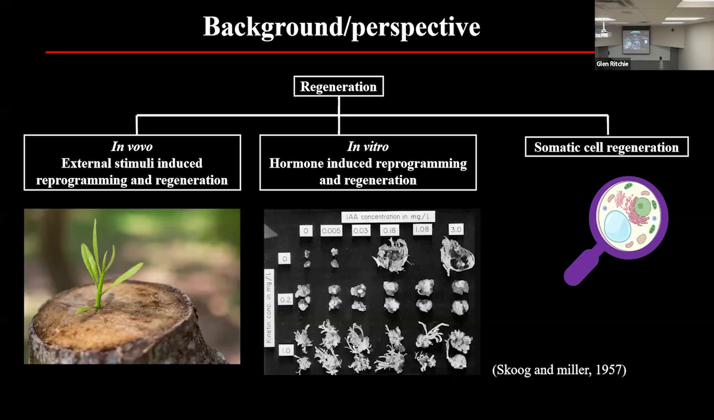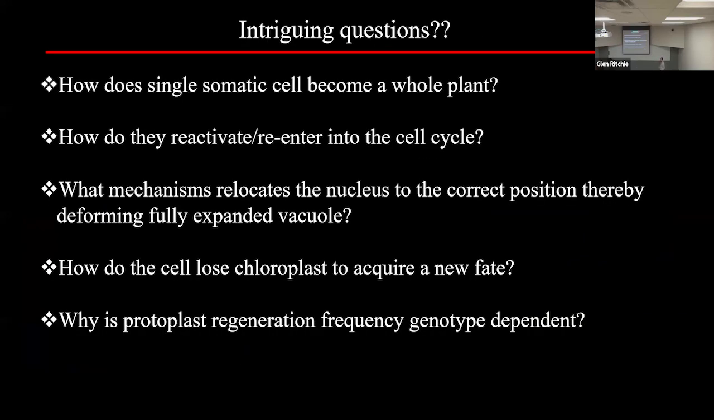The question is, how does a single somatic cell or a protoplast regenerate into a whole plant is still not very well known. So there are several intriguing questions in plant cell biology that are still not known very well. One of them is, how does a single somatic cell become the whole plant? How do they reactivate and re-enter into the cell cycle? And what is the mechanism that relocates the nucleus into the correct position, thereby deforming the fully expanded vacuole?